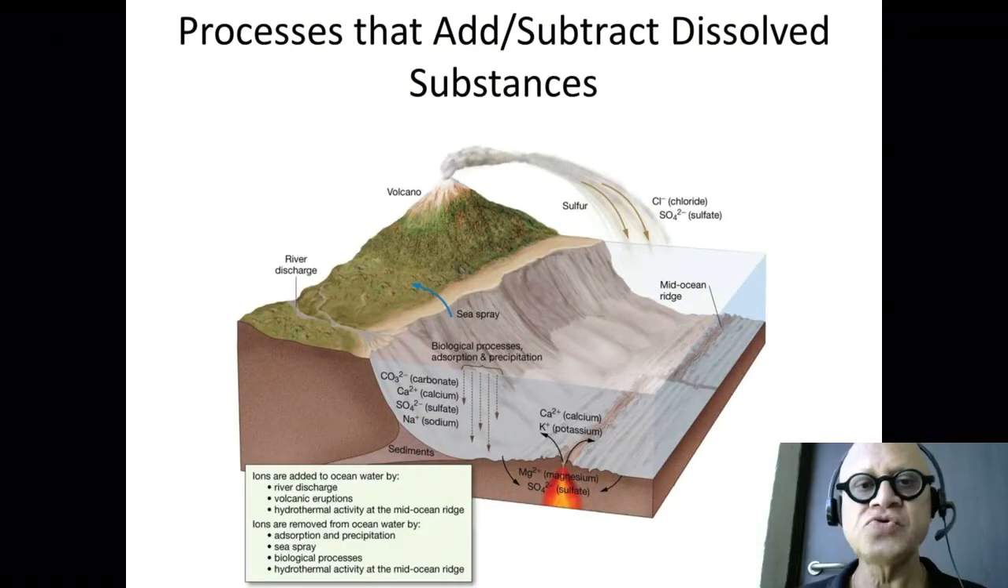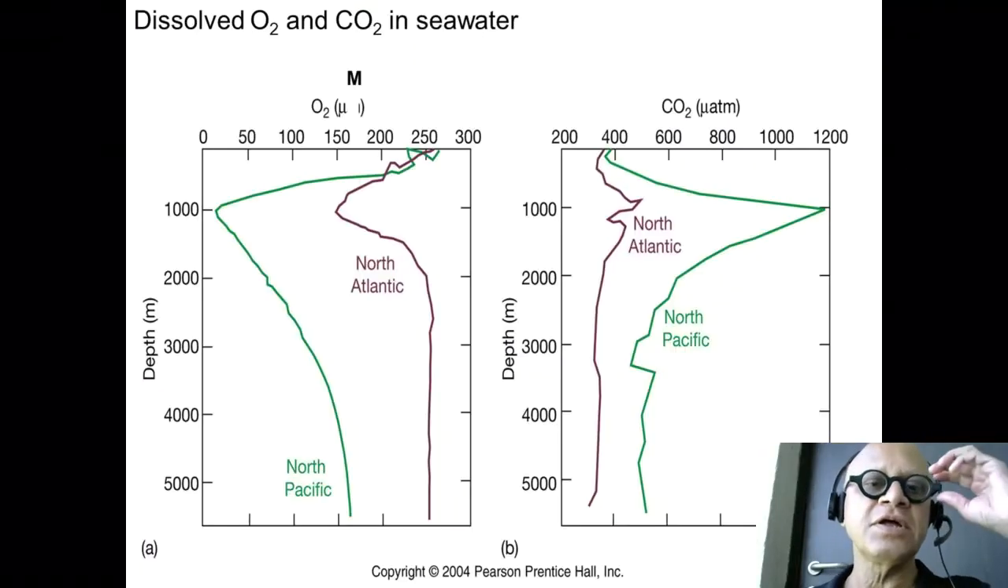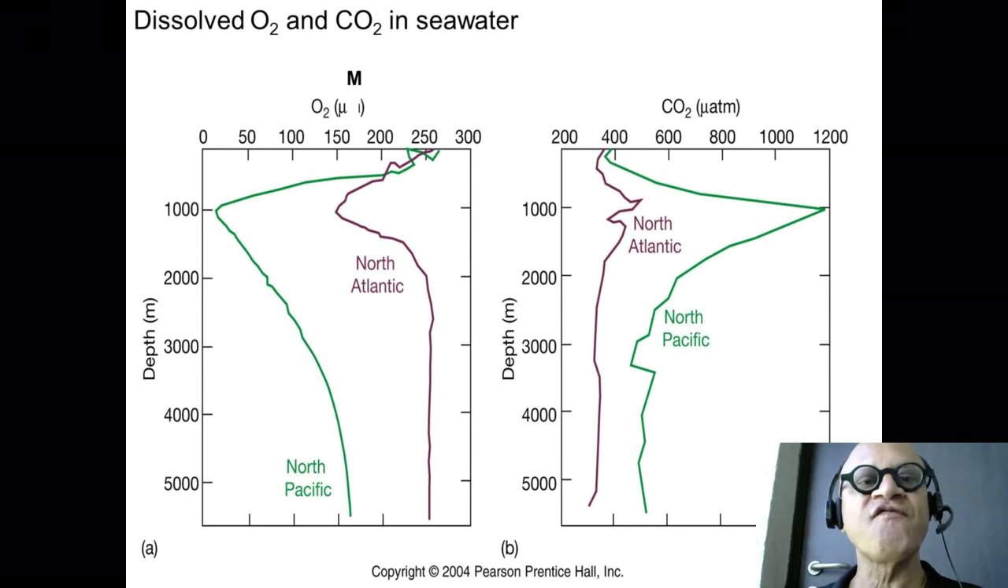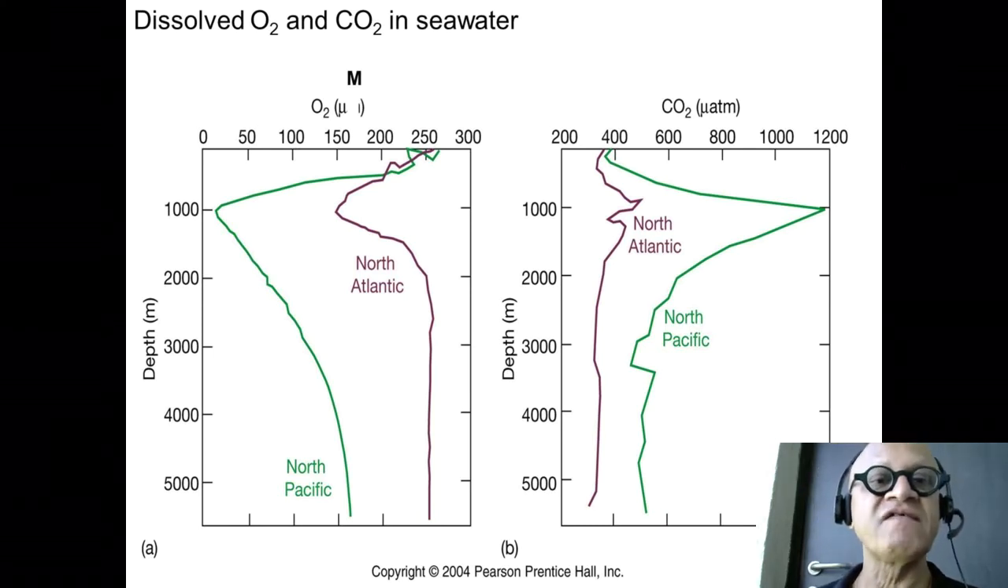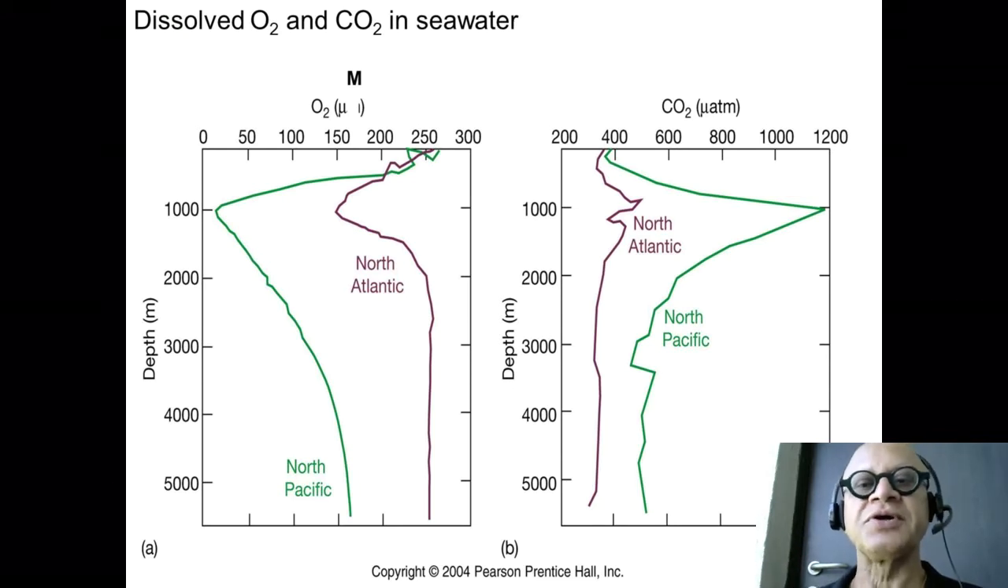So to continue this concept, let's quickly look at a couple of profiles in the ocean. Here we are showing oxygen in micromoles per liter, and CO2 in microatmospheres. So it's dissolved CO2, so you can think of its partial pressure in microatmospheres. And this figure is showing the North Pacific and the North Atlantic.